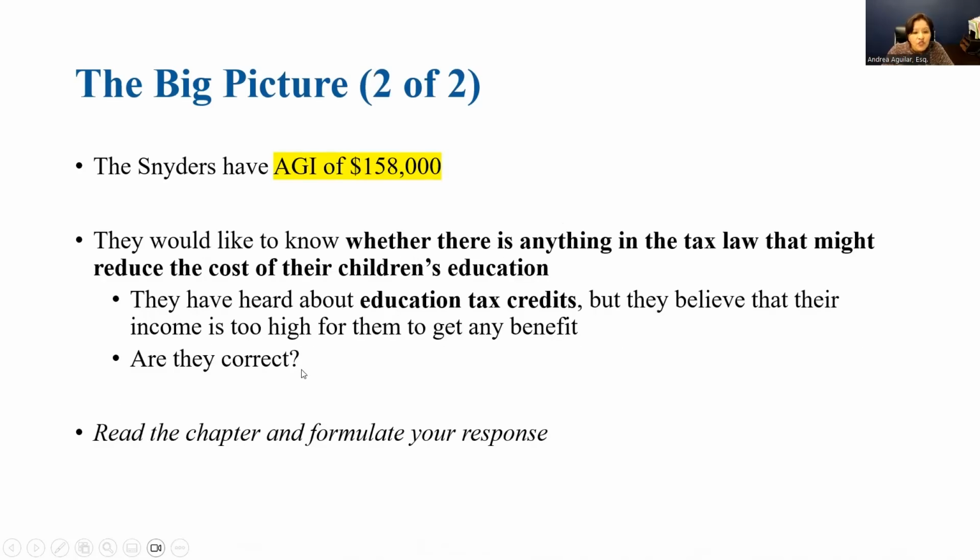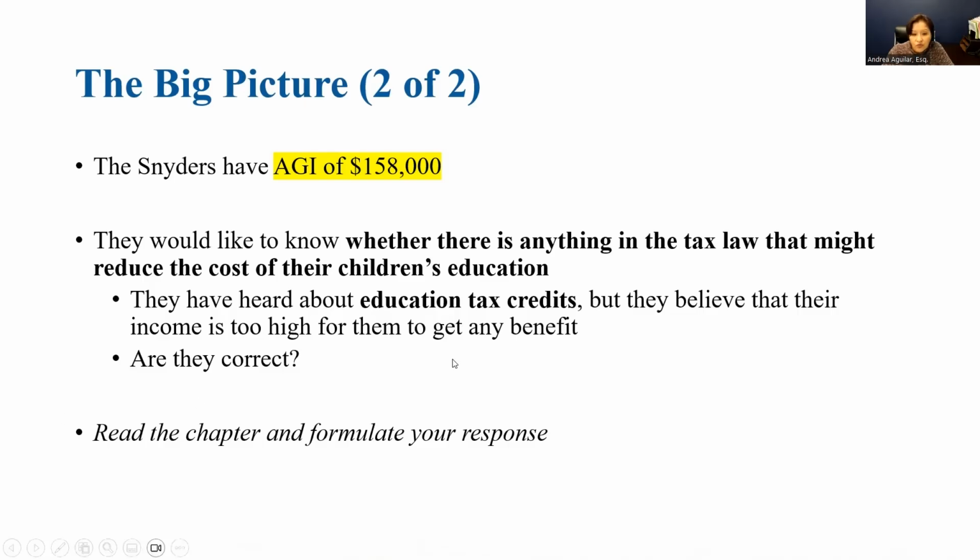Okay. So we also have another important piece of information. The couple's adjusted gross income is $158,000. And they came to you because they want to know if there are any tax credits that can help them reduce their tax liability. So they are particularly thinking about education credits.